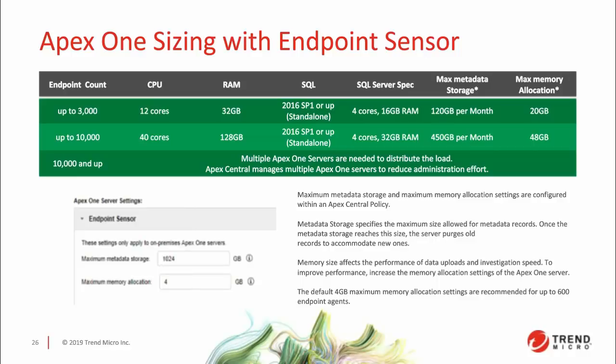As you start getting up, you're definitely going to have to move to a SQL standalone. You're not going to be able to handle the amount of processing going on just through a SQL on the same server as that. So at 3,000, you're going to need 20 gigabytes allocated for the endpoint sensor and investigations. And that max metadata storage that you see there, that's the per month minimum amount for 3,000 agents. Once you get to 10,000, you're going to start breaching an area where endpoint sensor and investigations are going to be taking such a high toll that you're just going to want to split it out. So just make sure to do that.